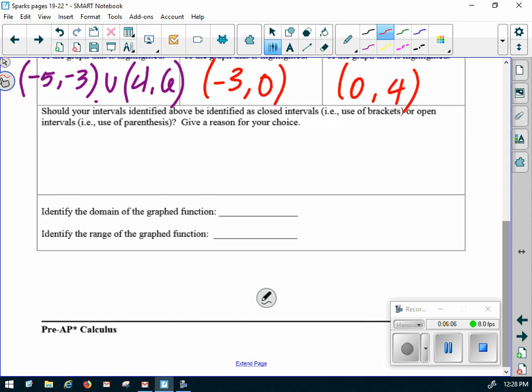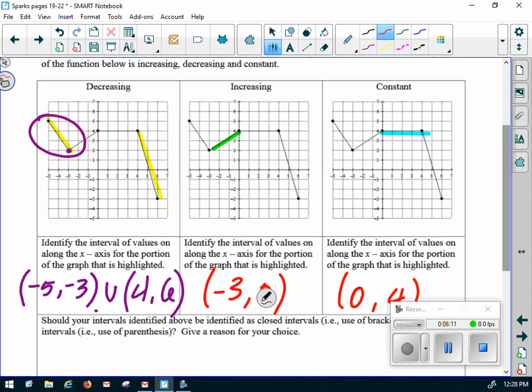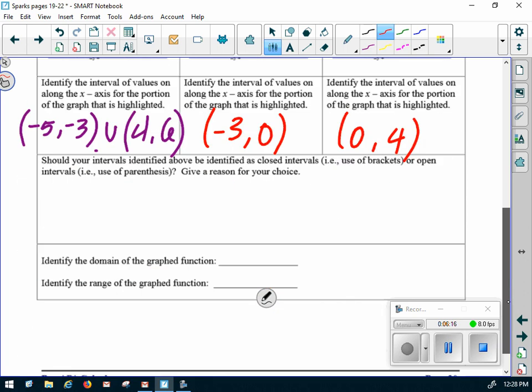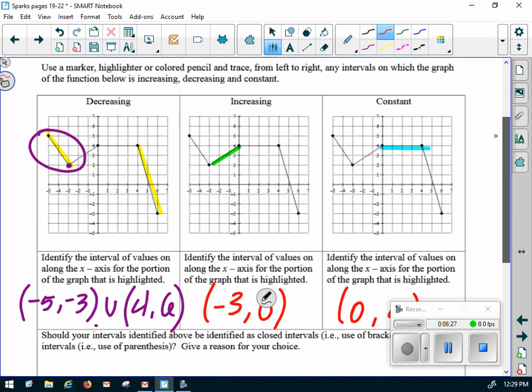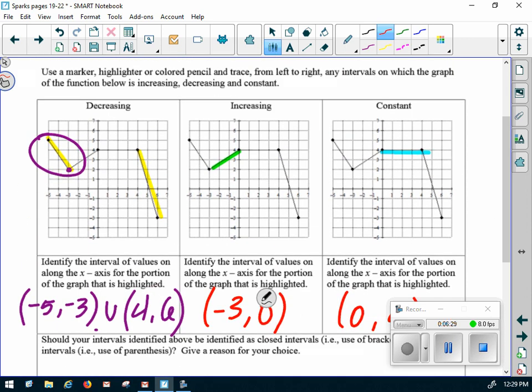Let's go to the bottom. Identify the domain of the graphed function. What's the domain of that thing? -5 to 6. Now, let's talk about brackets or parentheses. Do they matter here? You bet your boots they matter here, because is -5 an x value that's used in this graph? Dang right, you got a y value there. What about at x equals 6? 6 is included. That's a closed circle. When x is 6, y is -3.